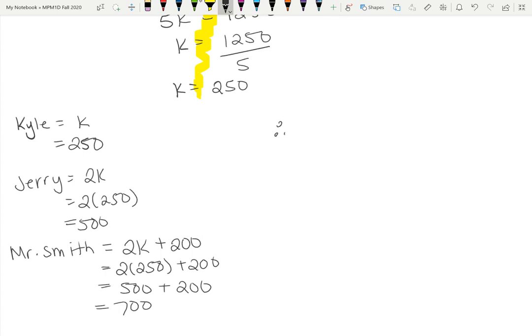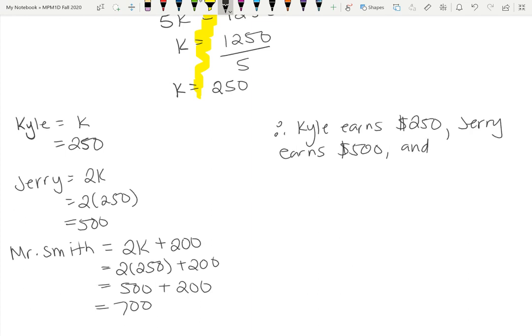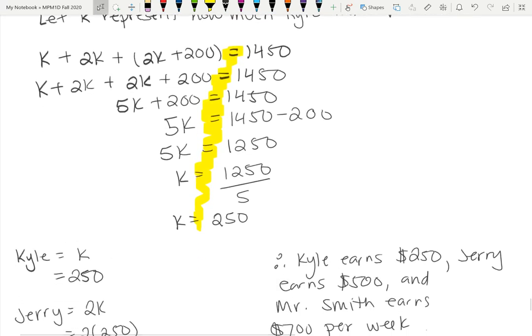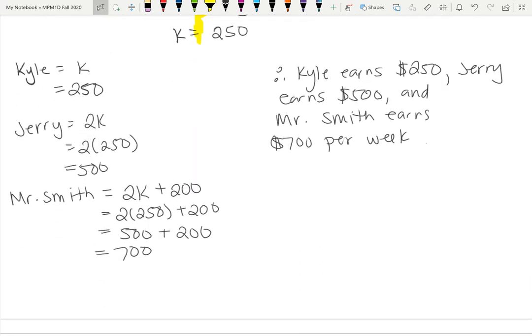Okay, and the therefore statement: Kyle earns $250, Jerry earns $500, and Mr. Smith earns $700 per week. Okay, and make sure that you're including our units in your therefore statement. You don't need to include it in the process and the steps. I just want the unit in the therefore statement.